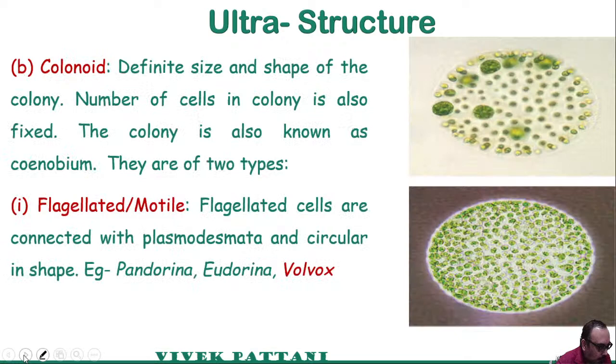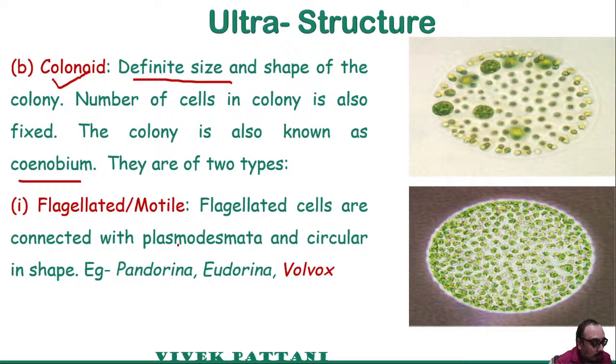Now moving further with the next type, which is basically a colonoid type. What are the characters of the colonoid type of structure? They have a definite size and shape, meaning the size will be fixed as well as the shape of the colony. Even the number of cells in the colony will be fixed. The colony is also known as a coenobium.